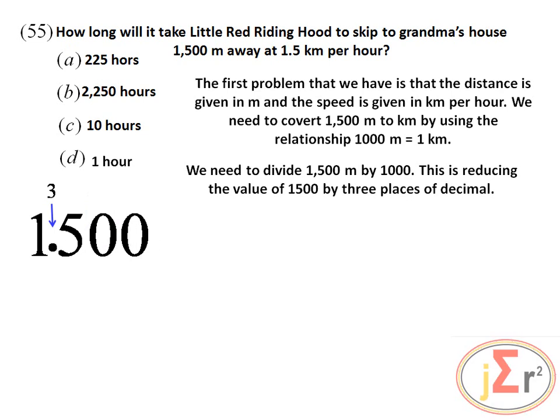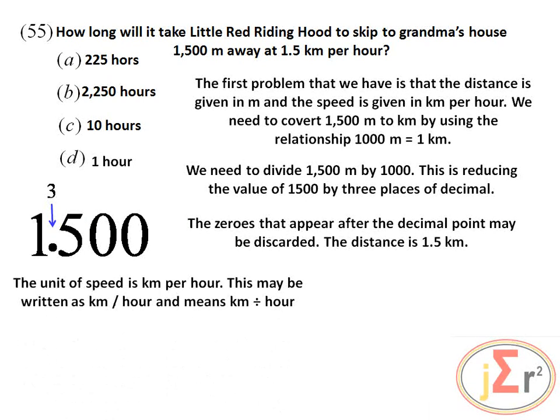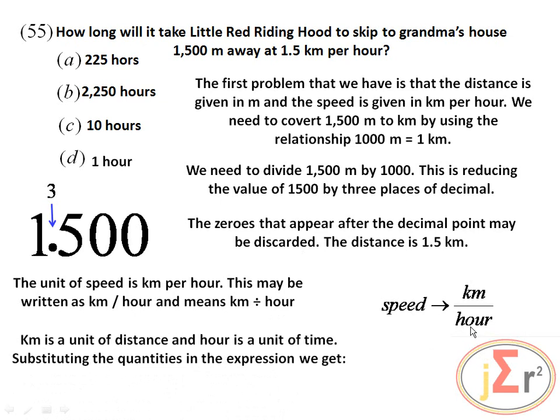So we have reduced the value by 3 places of decimal. The zeros that appear after the decimal point may be discarded. The distance is 1.5 kilometers. The unit of speed is kilometer per hour. This may be written as kilometer over hour, and it means kilometer divided by hour. So speed implies kilometer over hour, right? That is what speed is given in. So kilometer is a unit of distance and hour is a unit of time.